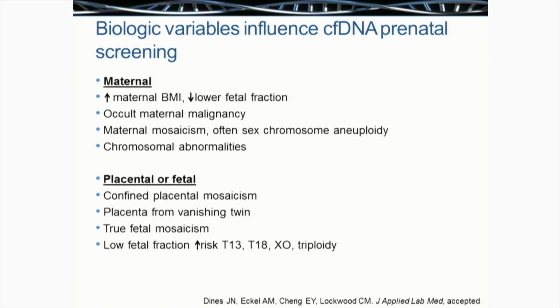If you have a placenta that's still remnant from a vanishing twin, of course, if you have true fetal mosaicism, the fetus itself is mosaic, we would have no way of knowing that because we're just en masse sequencing all of the DNA that's coming from the placenta. And then a low fetal fraction does correspond to an increased risk of trisomy 13, 18, monosomy X, and triploidy. So in those conditions, you have a lower fetal fraction overall that's getting released into maternal bloodstream.